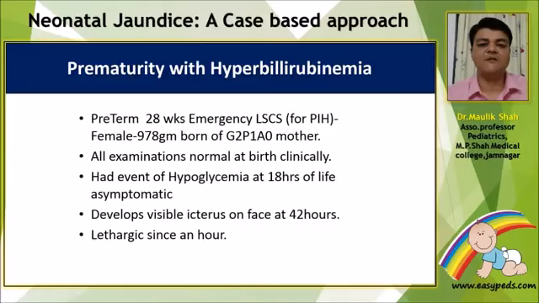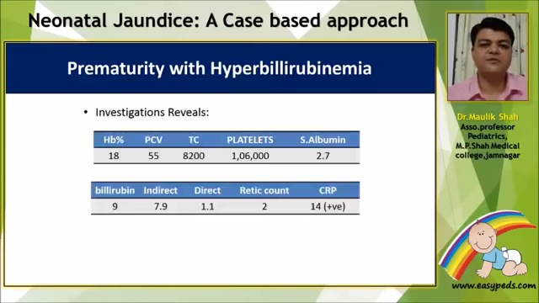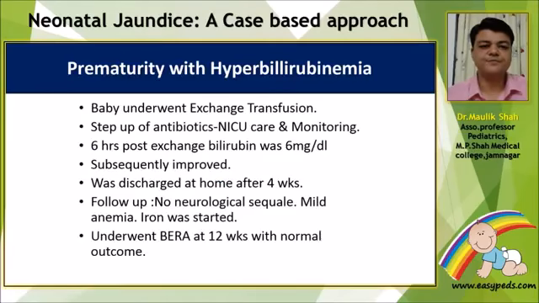She developed visible icterus on the face at 12 hours of life, and was detected to have lethargy since the last 1 hour. The investigations revealed the striking elements were reducing platelets and reducing serum albumin. The bilirubin level of this baby was 9, where the indirect segment was 7.9. The C-reactive protein was also positive with retic count of 2. This baby was taken for an exchange transfusion immediately.